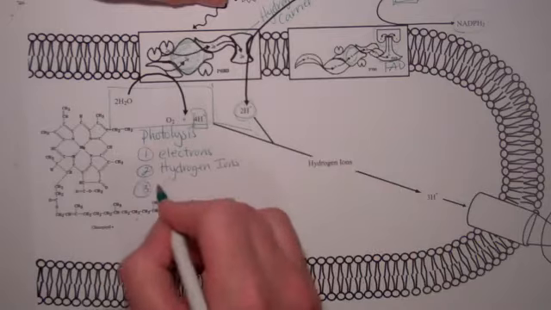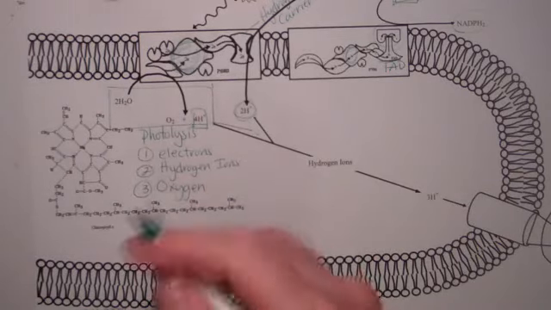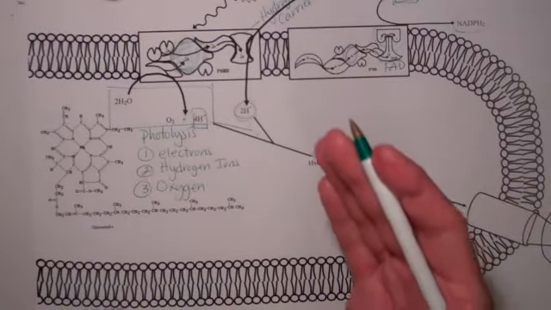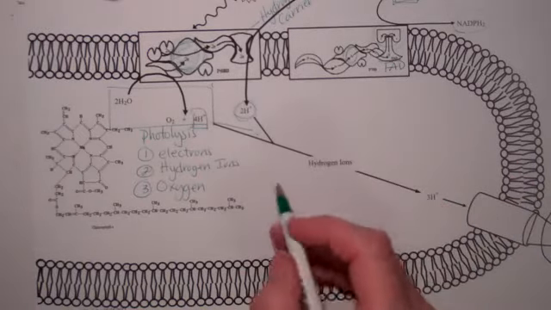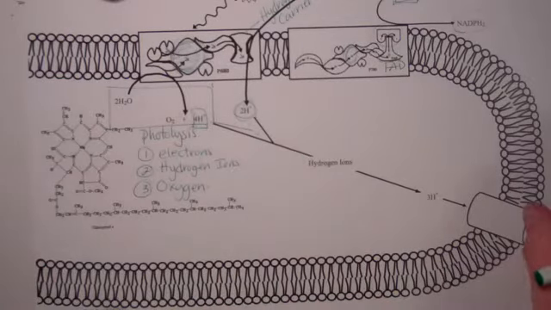The other piece is going to be oxygen. Oxygen will be given off, and this is the waste. This is where we get the oxygen that we saw in the equation for photosynthesis. This is the oxygen gas that's given off because water has been split.